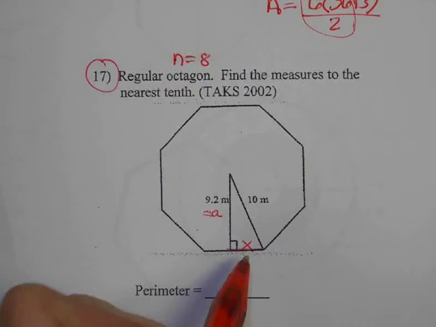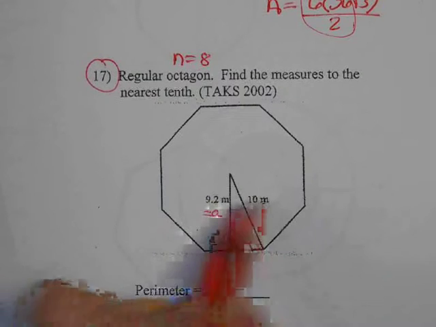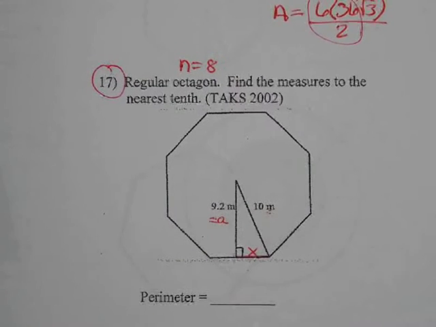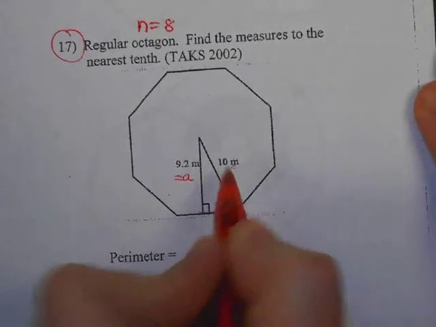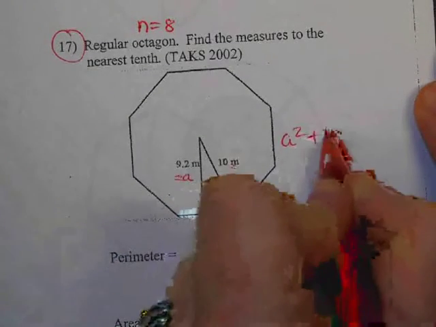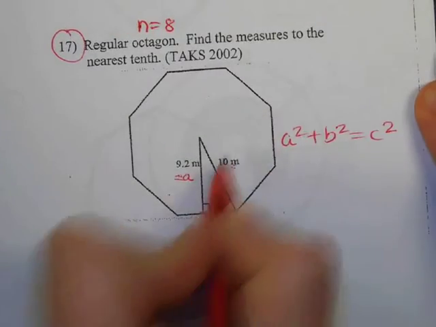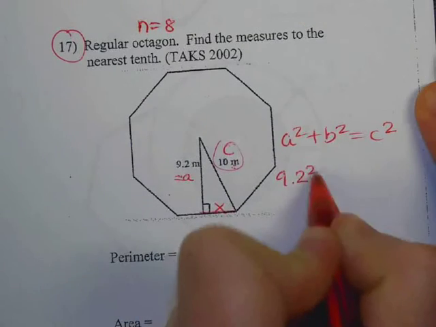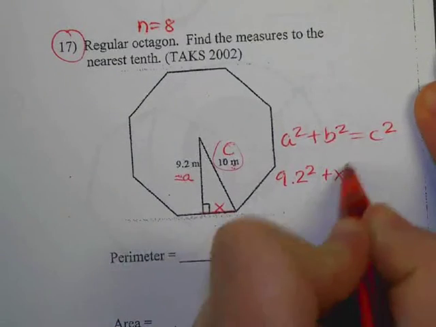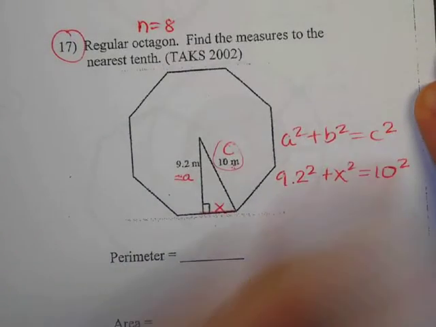The reason I'm using Pythagorean theorem is because I have 2 out of 3 sides in a right triangle. When you do Pythagorean theorem, your c is always the most important. So in our formula, a squared plus b squared equals c squared, your c is 10. So we want 9.2 squared plus x squared equals 10 squared.